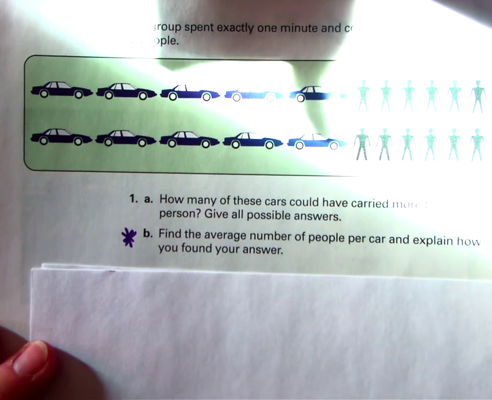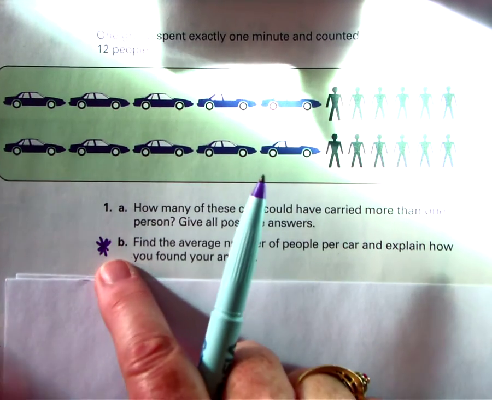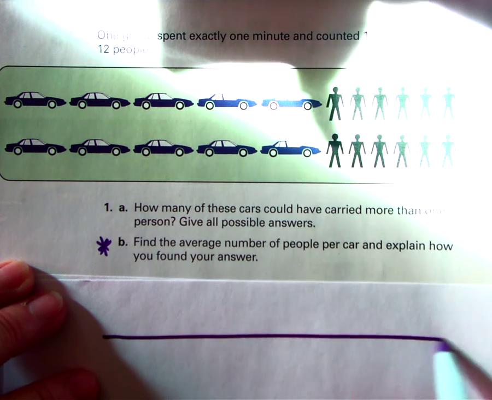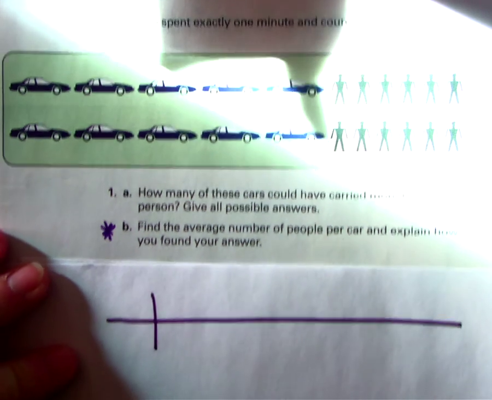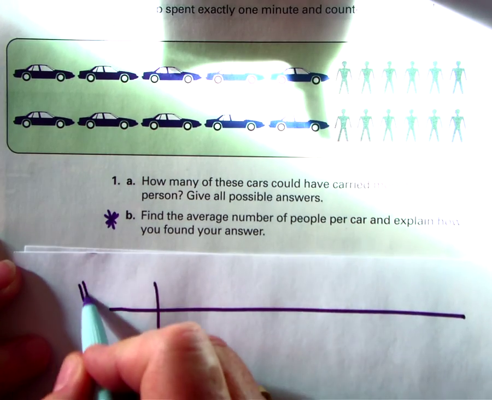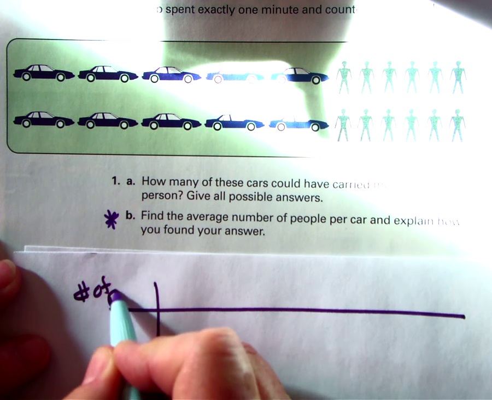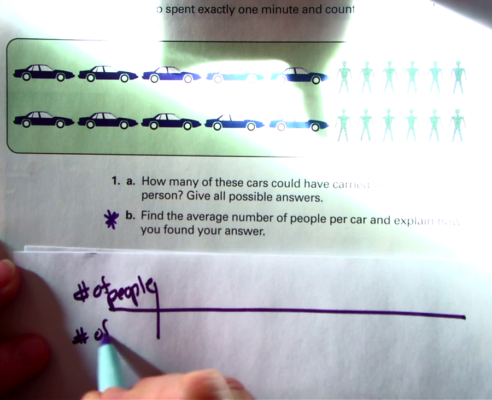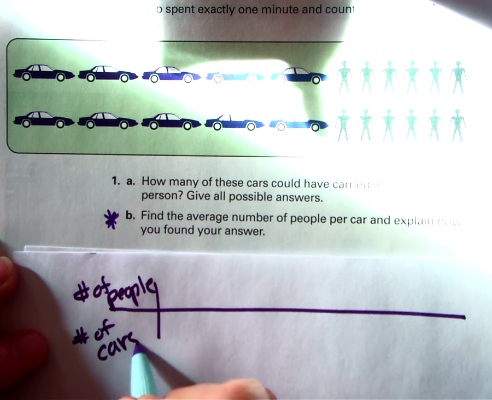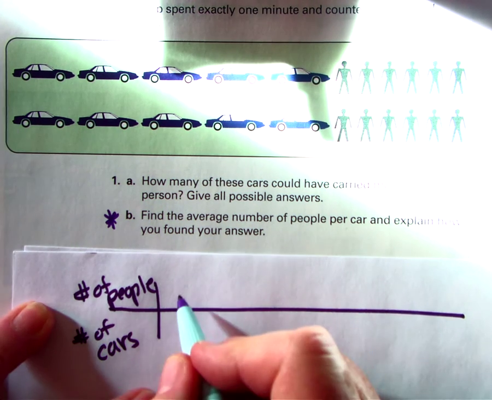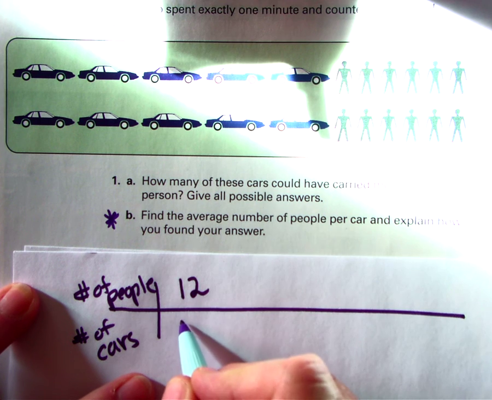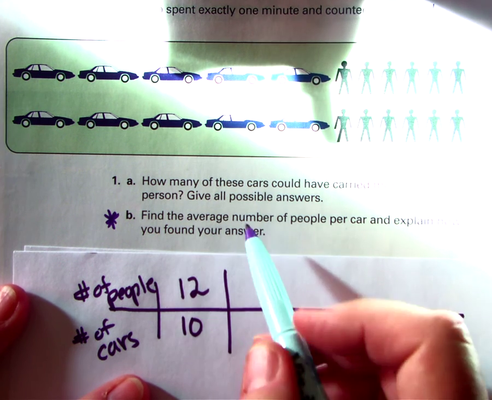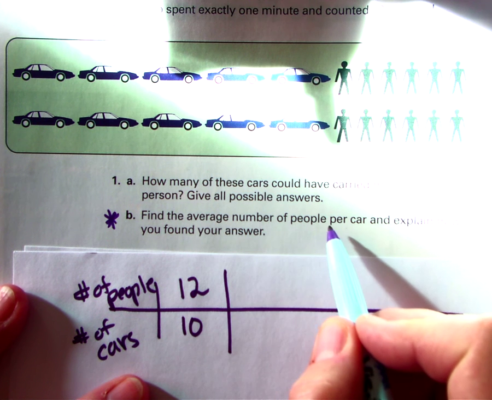1B, find the average number of people per car and explain how you found your answer. And if you notice, that is starred, and you know starred problems mean that we need to do a ratio table. So the two things we're comparing are the number of people and the number of cars. And we know that there were 12 people and 10 cars.